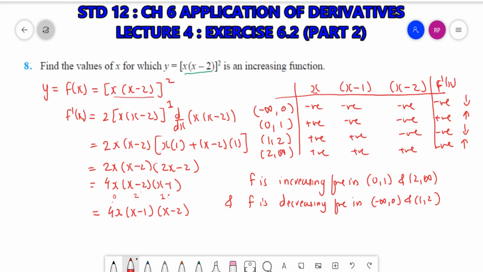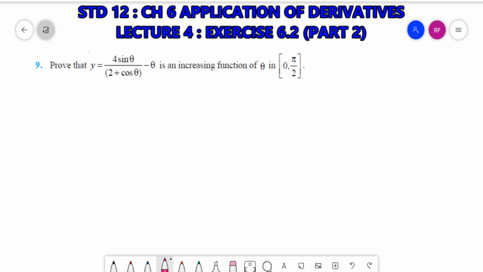Now let's move to the next, that is question number 9. Prove that y equal to 4 sin theta upon 2 plus cos theta minus theta is an increasing function of theta in the interval 0 to pi by 2. That means it is in the first quadrant.